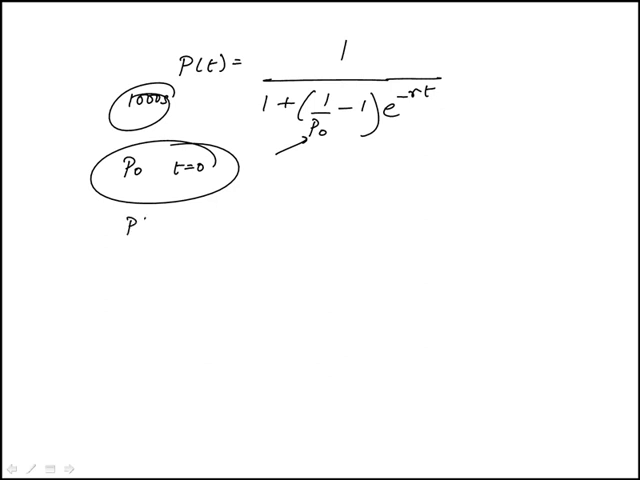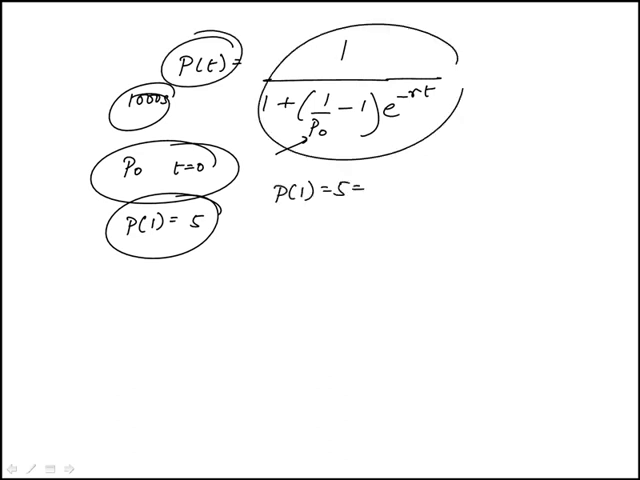They tell us that P of 1 is 5. The question is, which of the following is equivalent to r? So we have to use this information and then rewrite this to isolate r. If we put t equal to 1, this is P1, which we know is 5, and we substitute t equal to 1 into this expression.